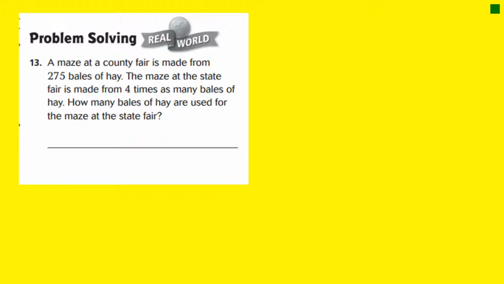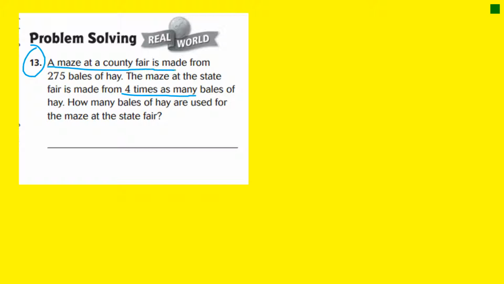Okay, guys, let's go down here to problem solving. We're on number 13, okay? A maize at the county fair is made from 275 bales of hay. The maize at the state fair is made from 4 times as many bales of hay. How many bales of hay are used for the maize at the state fair? Now, the first time I read this, I thought it was going to be one of those with the boxes, right? 4 times as many. I was like, oh, one of those. But then I was like, wait a second.